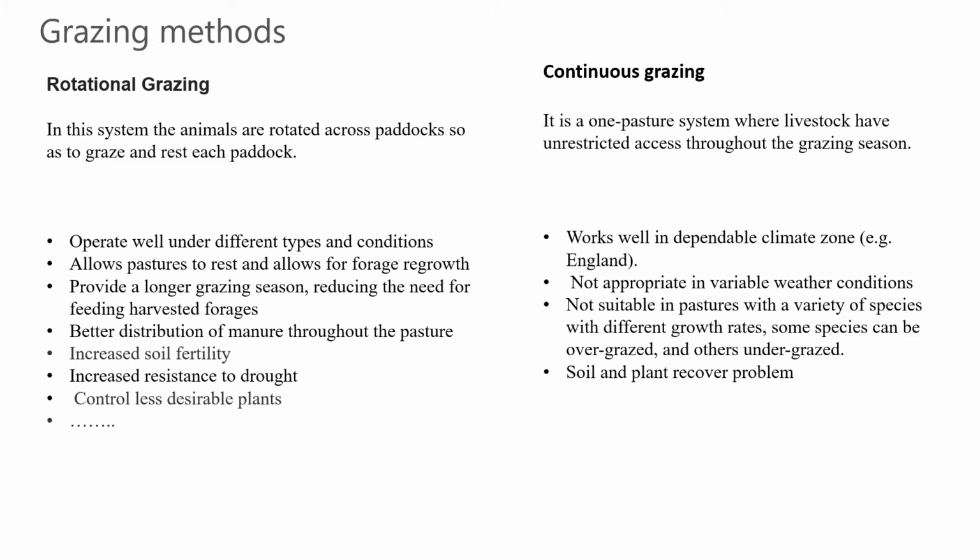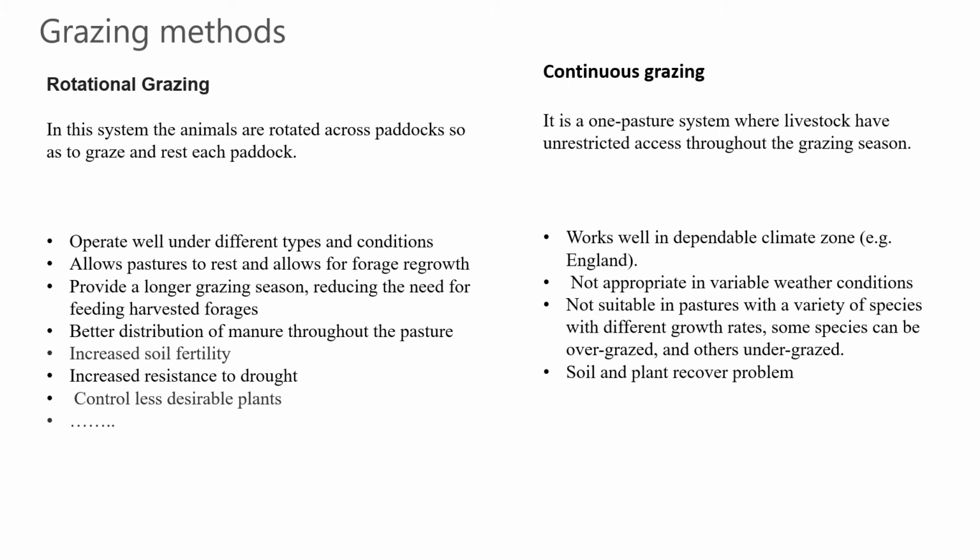Now I'm going to talk specifically about the grazing methods, rotational grazing and continuous grazing, which are the two common grazing methods in the grazing system. From my point of view, the rotational grazing method is a more sustainable grazing method to meet the needs of a sustainable grazing system. In this system, the animals are rotated across paddocks so as to graze and rest each paddock. There are lots of advantages in this method.